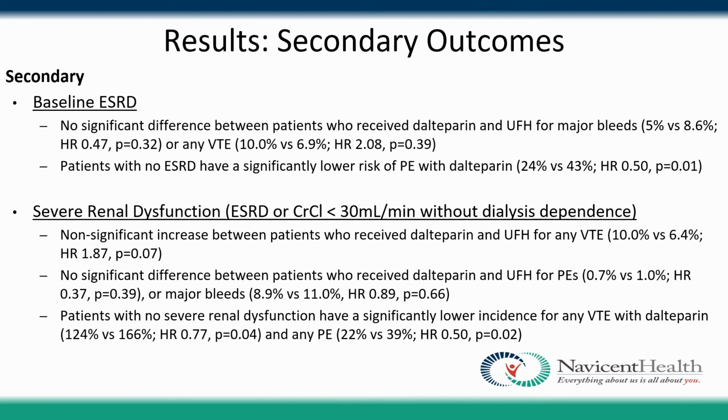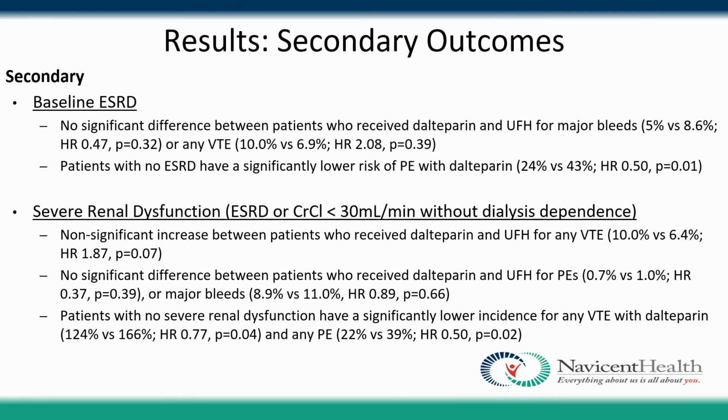So for the baseline end-stage renal disease patients, there was no significant difference between those who received dalteparin and unfractionated heparin for major bleeds or any VTE. However, patients with no end-stage renal disease had a significantly lower risk of PE with dalteparin, with a p-value of 0.01. Severe renal dysfunction patients, there was no significant increase between the patients who received dalteparin and unfractionated heparin for any VTE, with a p-value of 0.07.